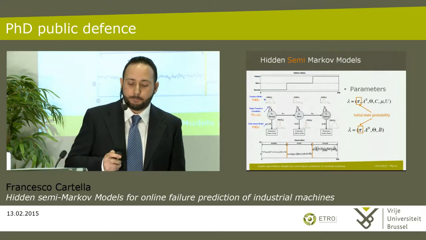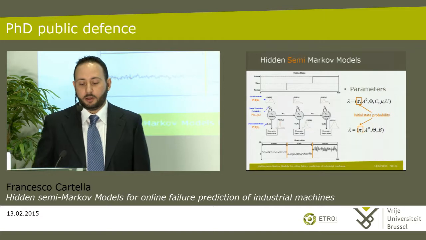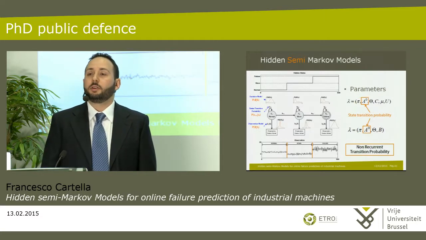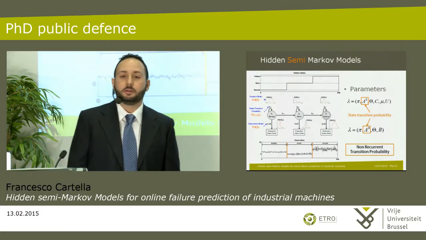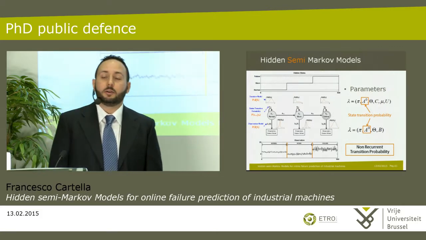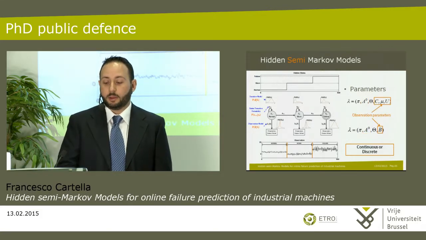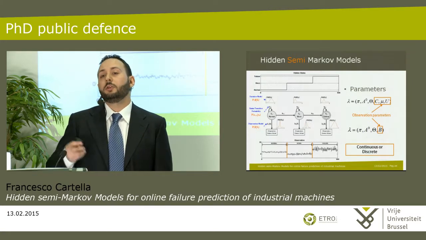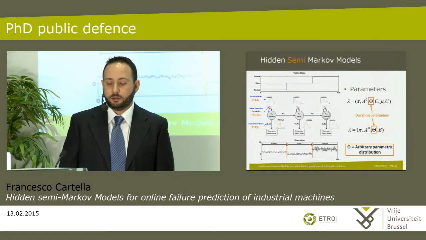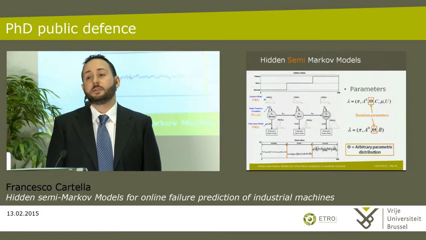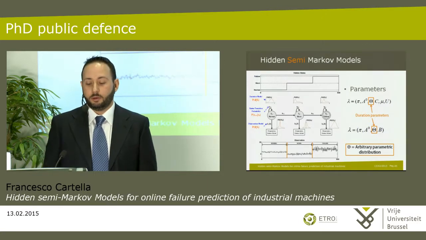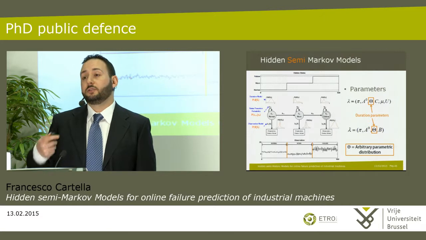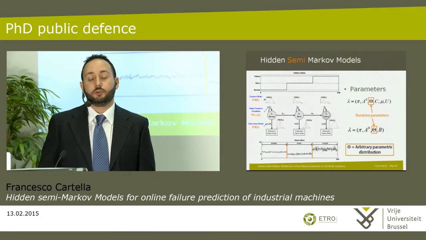Concerning the parameters, also in this case, we have the initial state probability. Compared to the hidden Markov model, with the hidden semi-Markov model, the state transition probability is replaced by a non-recurrent transition probability, which rules the dynamic of the state transition when a transition actually happens. Also in this case, we have the observation model that can be continuous or discrete, depending on the nature of the observation. And in this work, compared to the majority of the state-of-the-art work, we modeled the state duration by means of a parametric distribution, which has advantages in terms of fewer parameters to be estimated. Moreover, we don't impose any constraint on the nature of the function of the distribution.